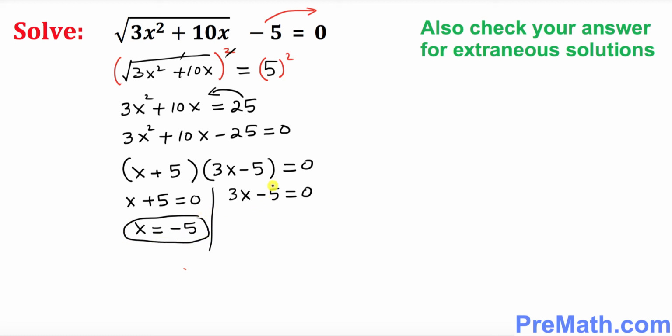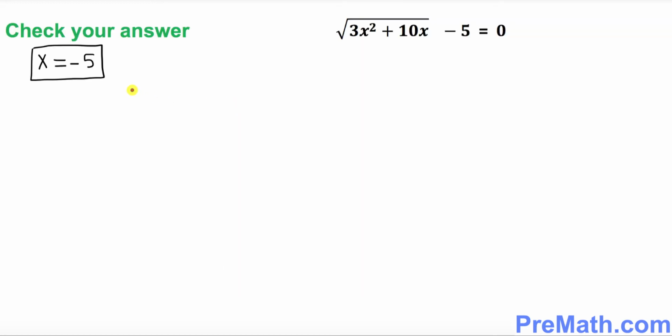And on this side, I want you to move this -5 to the other side, so it becomes 3x equals +5. I want you to divide both sides by 3. So x turns out to be 5/3. So these are our two solutions. Now we want to check our answers for any extraneous solution.